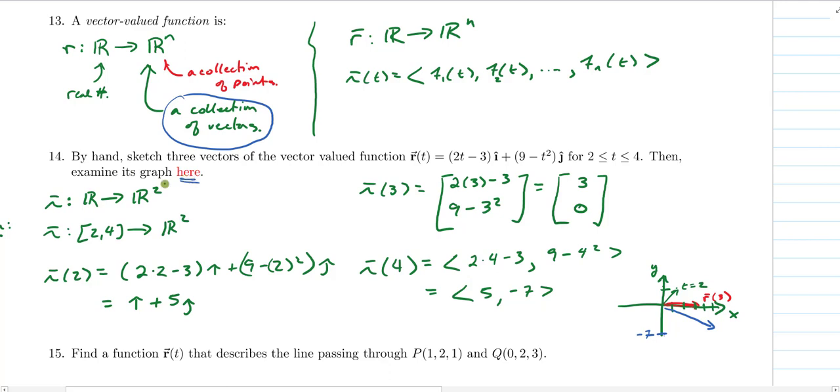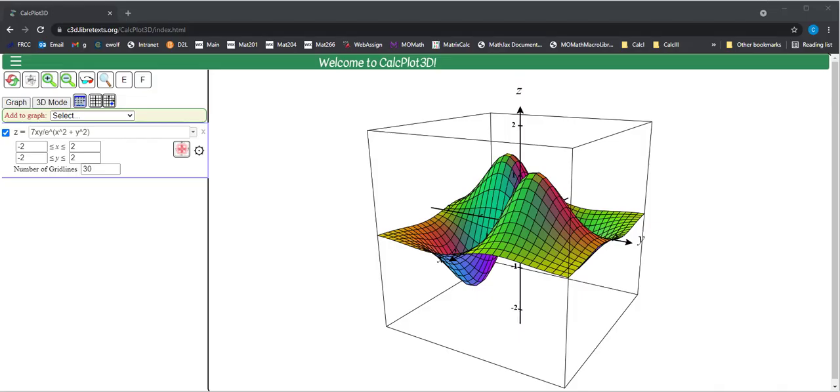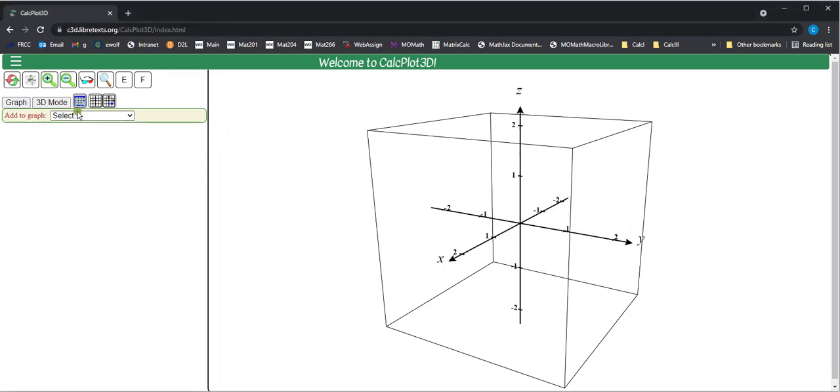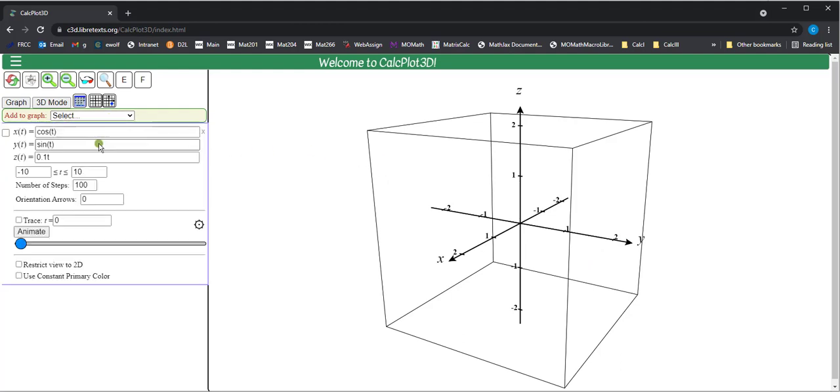What I'd like to do instead, though, is look at the graph in something called Calc Plot 3D, which I think I've shown you in class. We're going to be using this more and more as we go along with this class. So let's click that link and pull up Calc Plot 3D. This is a really versatile online grapher. I can ask it to graph a space curve. I'm going to graph this as a parametric function rather than a vector valued function, but of course the outputs are the same.